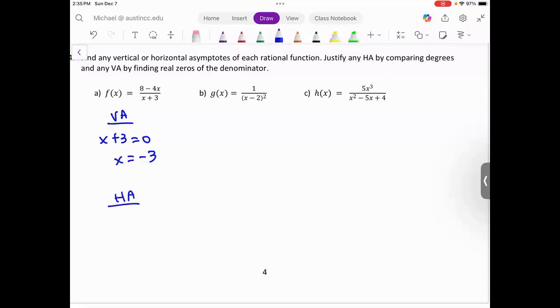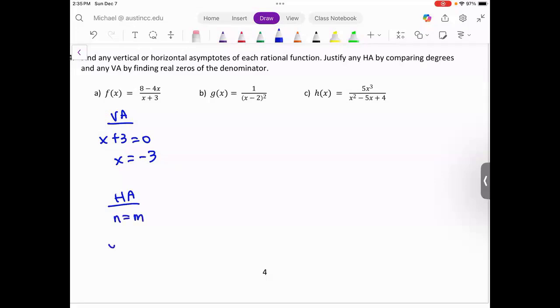For the horizontal, we look at the degree of the polynomial for the numerator and the denominator. We call the degree on top n and the degree on the bottom m. Depending on how n and m are related tells us what kind of horizontal asymptote we'll have, if any. So here we have a first degree polynomial on top and a first degree polynomial on the bottom. That means n equals m.